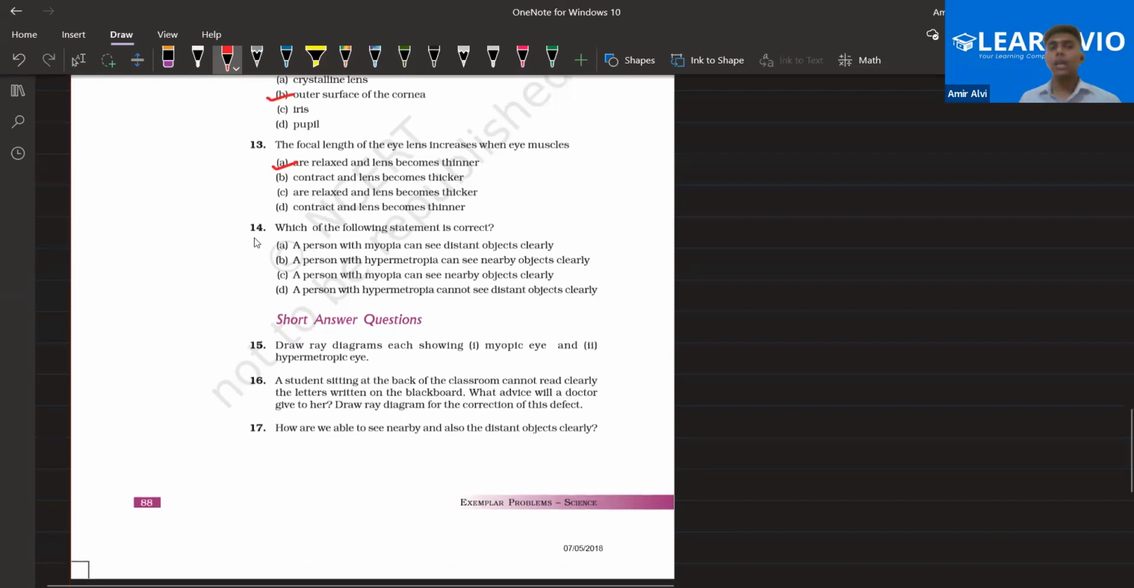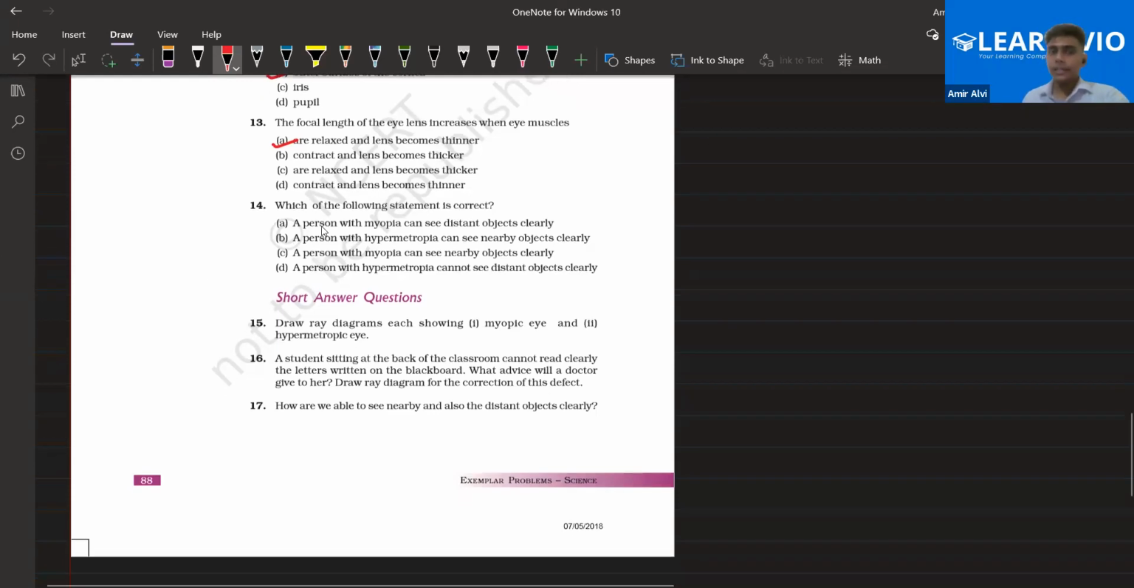Okay, now this question is a little bit tricky. Which of the following statements is correct? A person with myopia can see the distant objects clearly. A myopic eye is already saying that we cannot see the distant objects clearly.